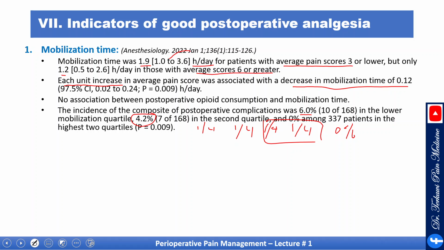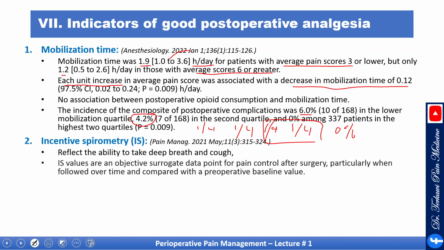So mobilization duration correlates with complication and correlates with pain intensity. So if you really want to know if you are doing a good job with the pain management, look at the duration of mobilization. Other one, incentive spirometry.